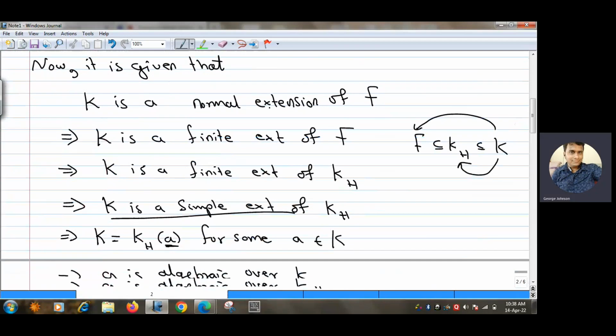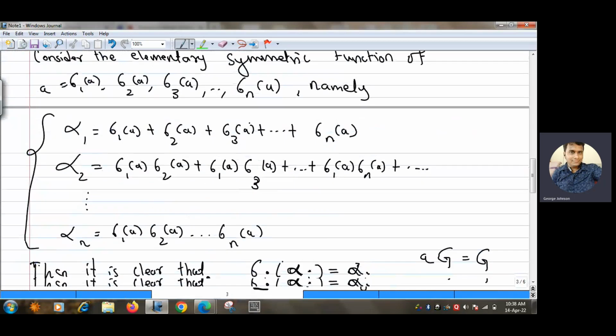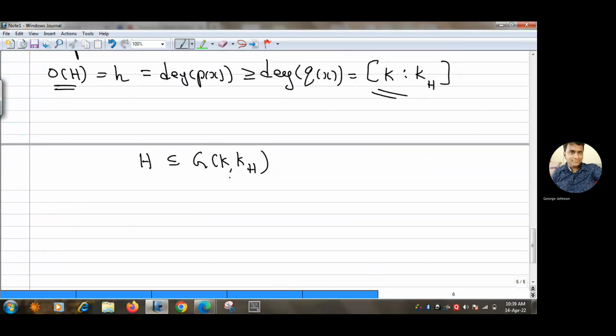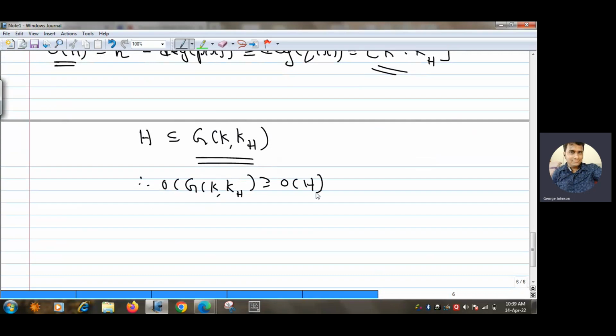And once again, we have already proved that H is a subgroup of G(K, KH), right? So now we have to prove that G(K, KH) is a subgroup of H. So H is a subgroup of G(K, KH), that is already known. And now we have proved the order of H. See, what is the order of G(K, KH)? This implies that the order of G(K, KH) is larger than or equal to the order of H.